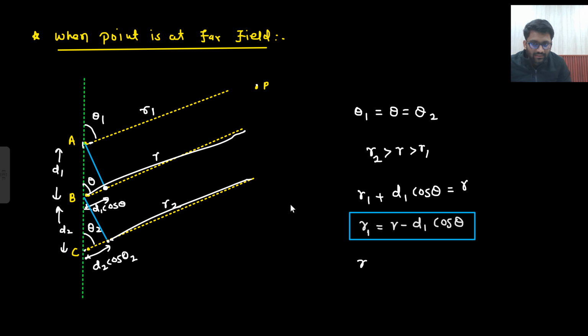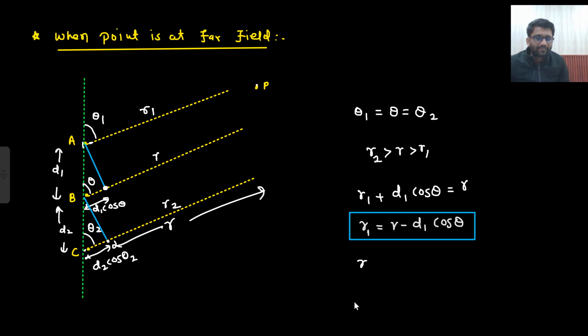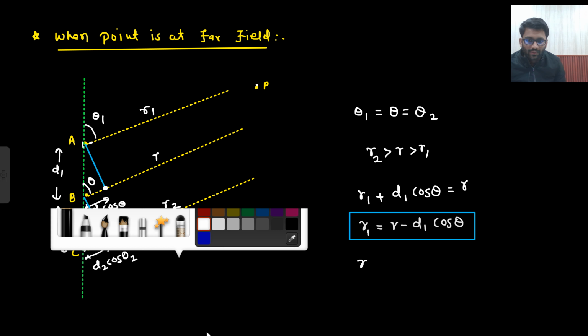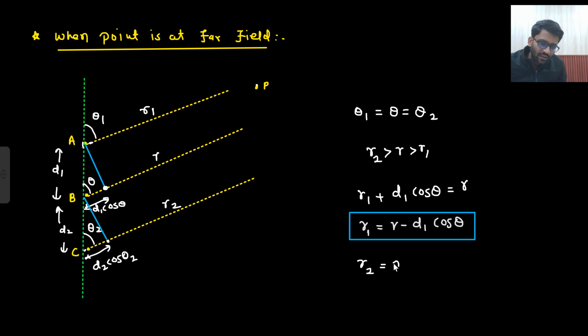This distance and this distance are equal to R only, no? From the smaller line, you are drawing the perpendicular on the longer line. So this distance is R. So R plus D2 cos theta is equal to R2. So what is the value of R2? The value of R2 is R plus D2 cos theta. How is this D2 cos theta? I hope you know this. If you have studied EMFT, then at least you know how to take the projection. This is D2 cos theta and this is your R. This much distance is your R. So R plus D2 cos theta is equal to R2.